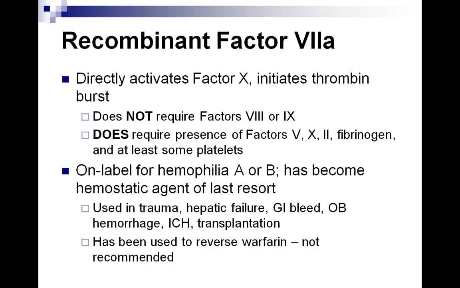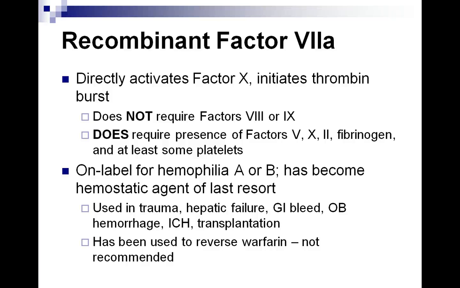The last few drugs we'd like to talk about in this section. The first one is recombinant factor 7A. This drug directly activates factor 10 and initiates the thrombin burst. If you go back to the flow chart that we had at the very beginning of the lecture, you can refer to that and see where factor 7 directly activates factor 10. It does this without factor 8 or factor 9. It bypasses them. You do need a little factor 5.